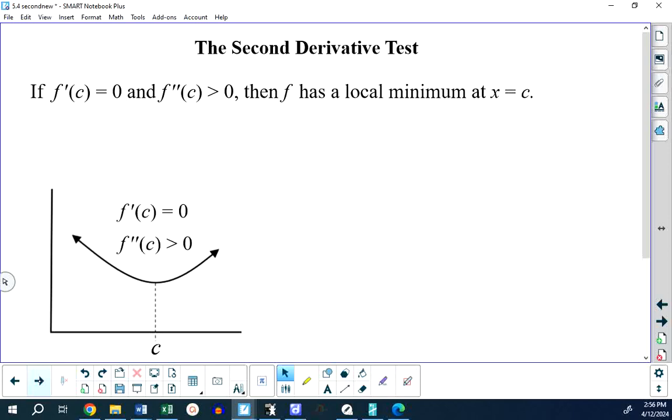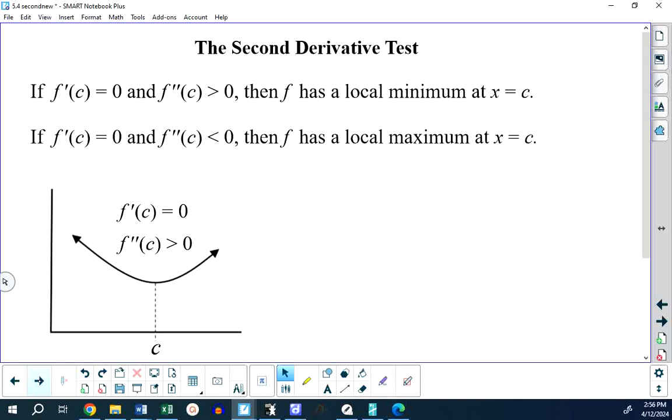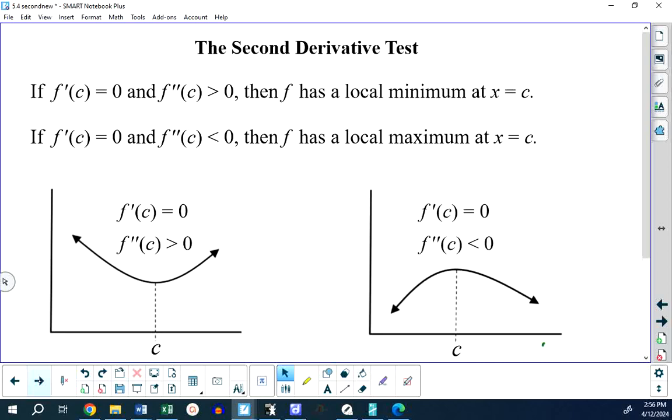Similarly, the first derivative is 0 because the slope of the tangent is 0. It's horizontal slope. Second derivative is positive because it's concave up. If f prime of c equals 0 and the second derivative is negative, there's only one way that can happen. If the second derivative is negative, it's concave down. It has to have that shape. And if the first derivative is 0 at c, then the tangent must be horizontal, so that must be a maximum.